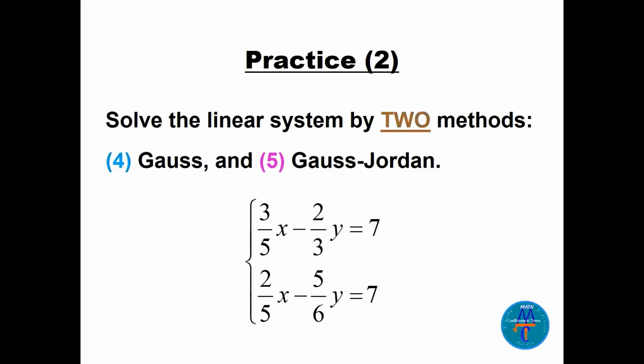Now, let's see. Practice number 2. I put another system here. Linear system, different numbers, different answer. Use methods 4 and 5. See, I skipped method 3. So in practice 1, you can use method 1 and 2. Actually, you can use any method you like. In practice 2, I suggested that you can use method 4 and 5, Gauss and Gauss-Jordan. For sure, you will get the same answer. Now, method 3 is graphing because it will take time. I did not write it, but you can graph them if you like.